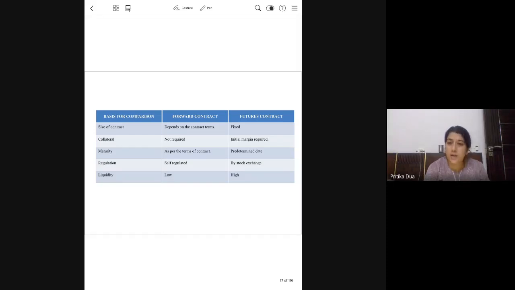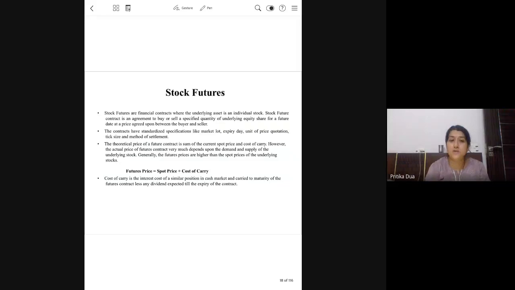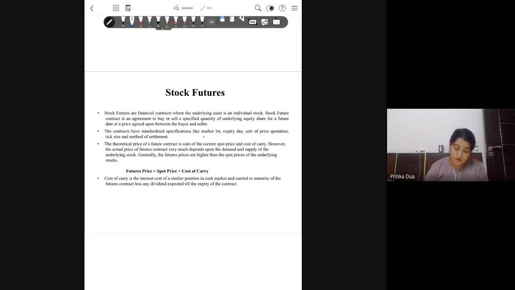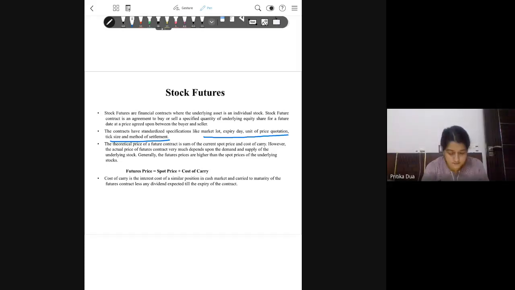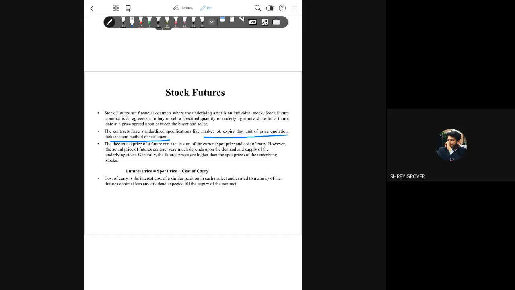Now we come to the working of future contracts. As I told you, there is payment of margins on the same. Stock futures, because in this paper we are specifically talking about stock derivatives. So just have a look at a few points there. These contracts have market lot, expiry date, unit of price quotation, tick size and method of settlement. Does anyone have any idea what a tick size is? It is basically, for example, I believe in NSE it is 0.05. Yes, that is the amount by which the price movement is going to happen.